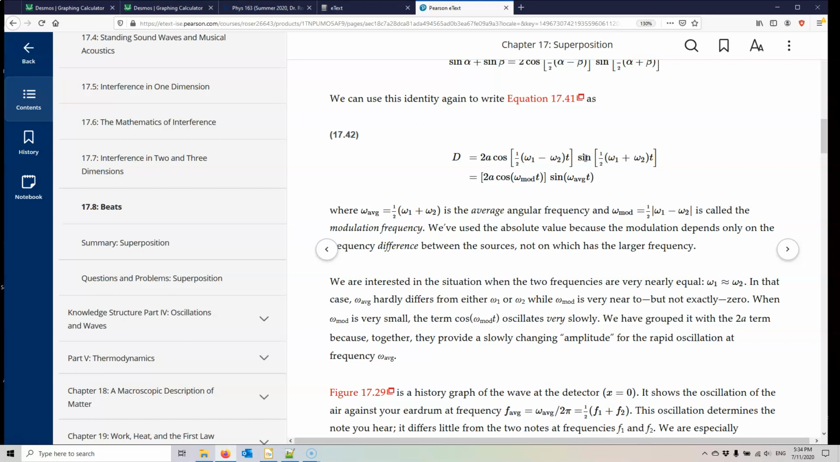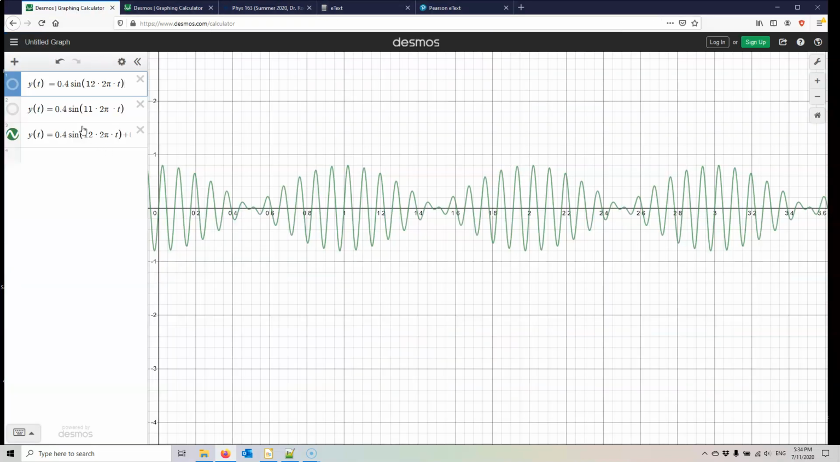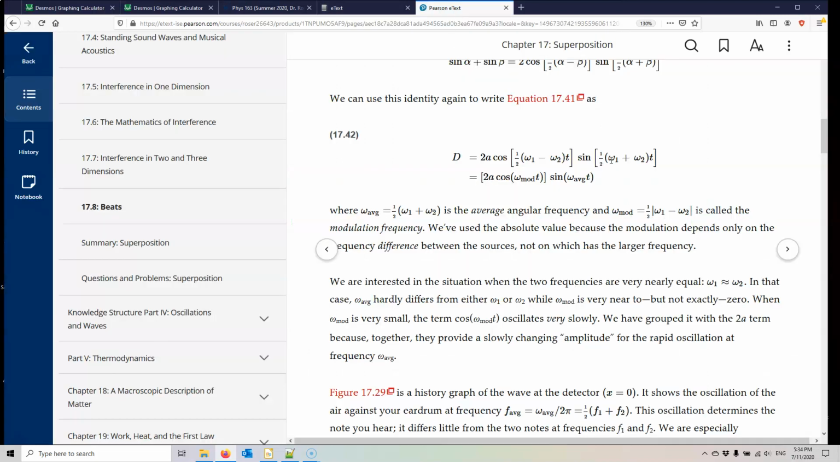And then this is times the sine of 1/2 times omega 1 plus omega 2. So this is just the average of the two angular frequencies. In our case, that would be the average of 12 times 2 pi and 11 times 2 pi, which is 11.5 times 2 pi. So in our case, this would read sine of 11.5 times 2 pi t. And this half times the difference is called the modulation frequency, the modulation angular frequency, if you like. Now, what does this all mean?